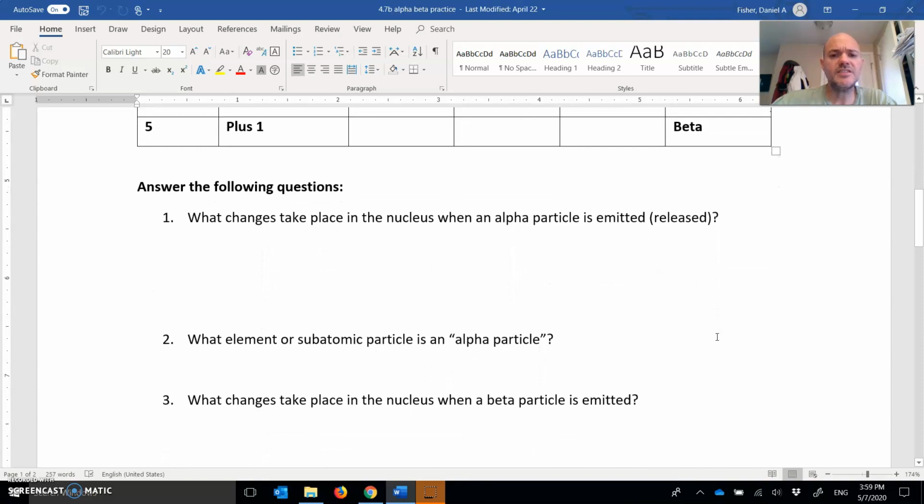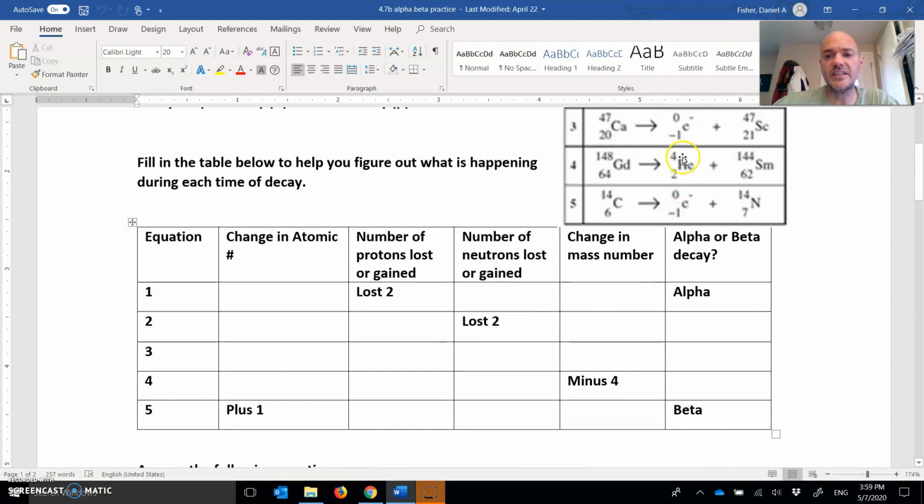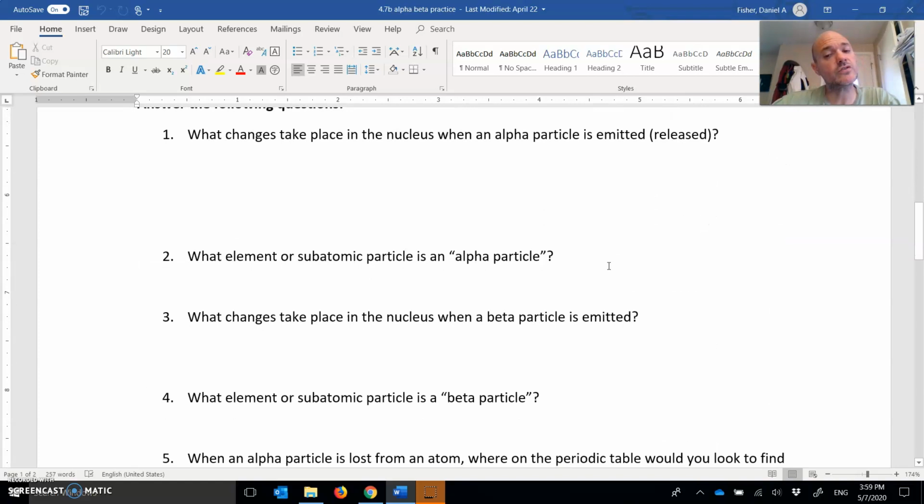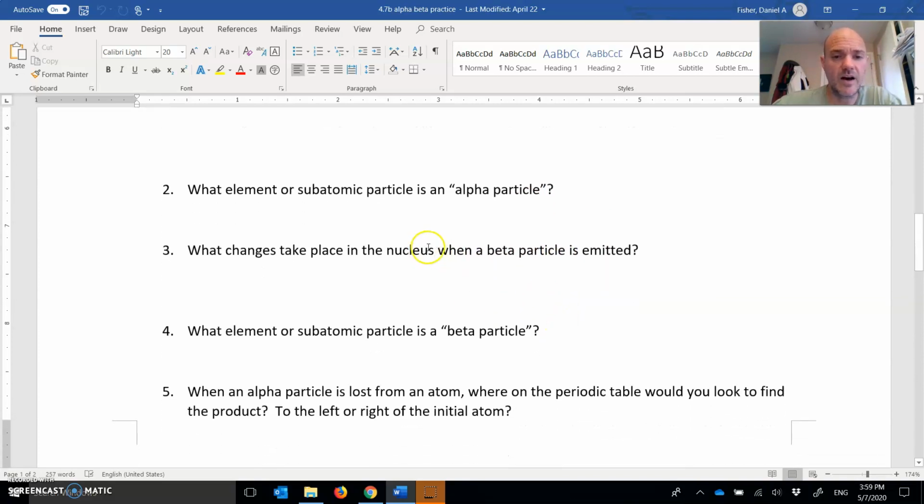What changes take place in the nucleus when an alpha particle is emitted, which means released? What element or subatomic particle is an alpha particle? So this particle right here, what is it? And it's going to ask the same thing about this particle right here. It's asking element or subatomic particle because one of those particles is an element and one of those particles is a subatomic particle. The things we studied before that make up atoms: protons, neutrons, and electrons. So think about that.